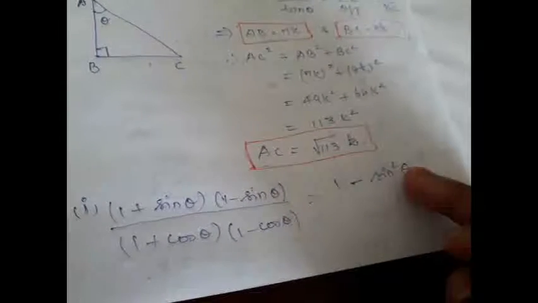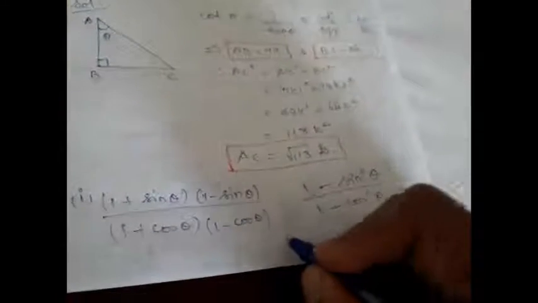So what is (a plus b) into (a minus b)? It is a square minus b square. So the numerator we can write as 1 square minus sine square theta. Sine square theta means sine theta the whole square; we need to multiply the sine theta value two times. Divided by 1 minus cos square theta.